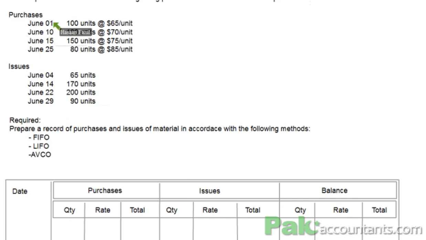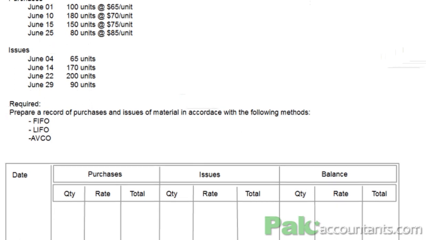Okay, like on 1st June you have the purchases and the second purchase is at 10 June, but before that you will have to record the issues that you made on June 4th. Okay, that's what I mean. Alright, on June 1 you have the quantity of 100 units. And the rate is 65, and then you have the total of 6,500.